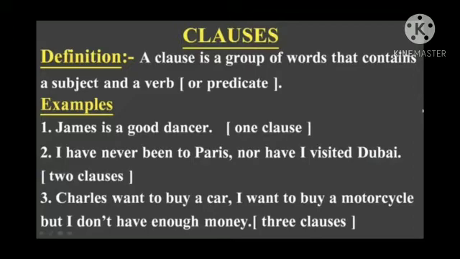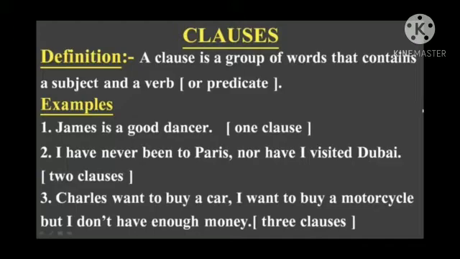Now, the definition of a clause. A clause is a group of words that contains a subject and a verb, or a predicate. It has complete meaning by itself. It is usually only a part of a sentence. A sentence may have one or more than one clause.